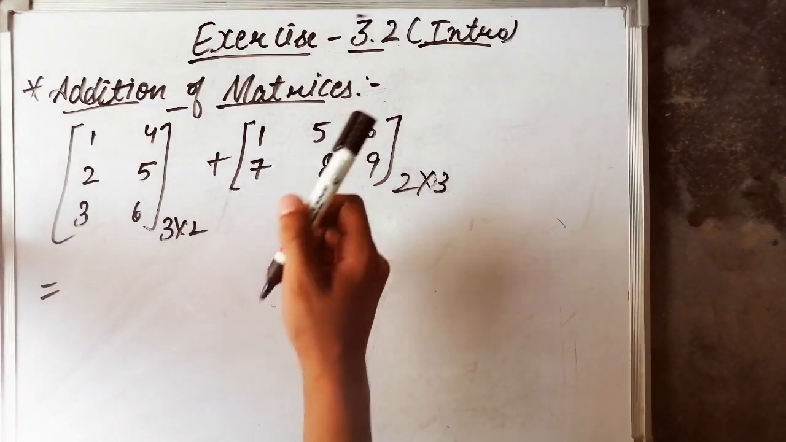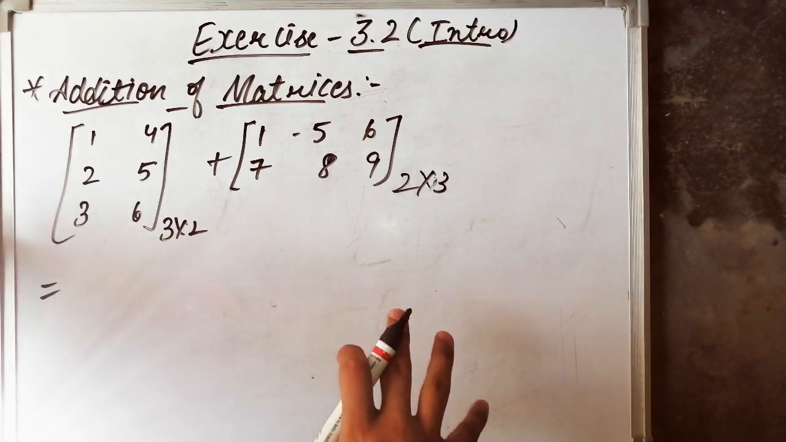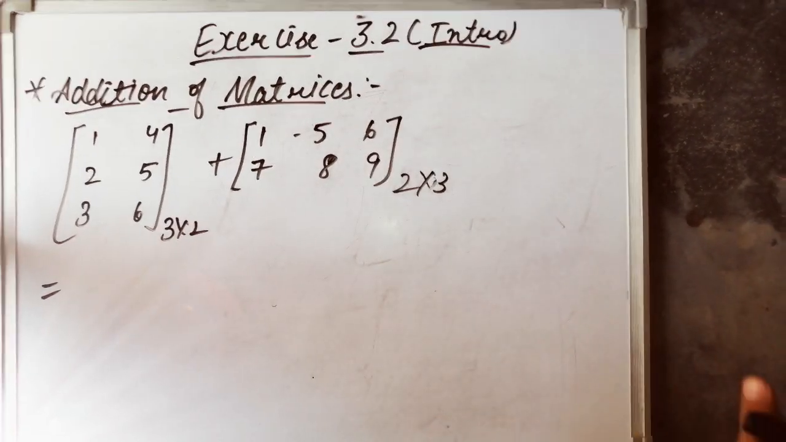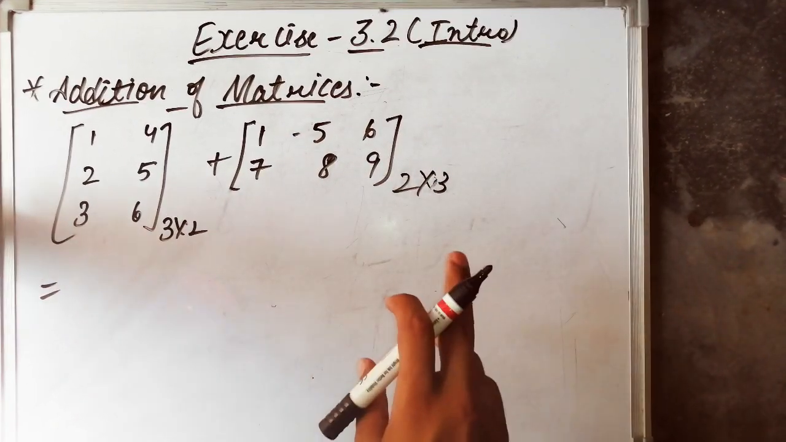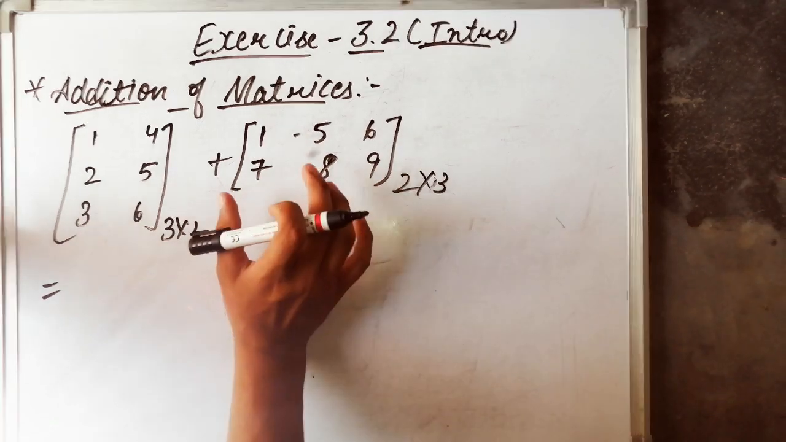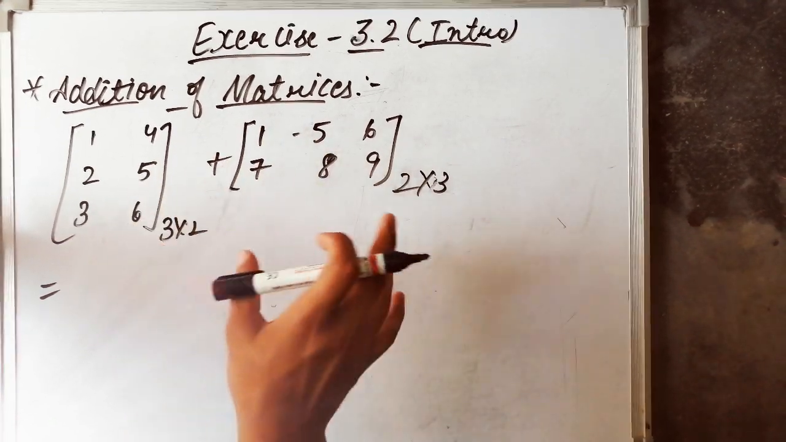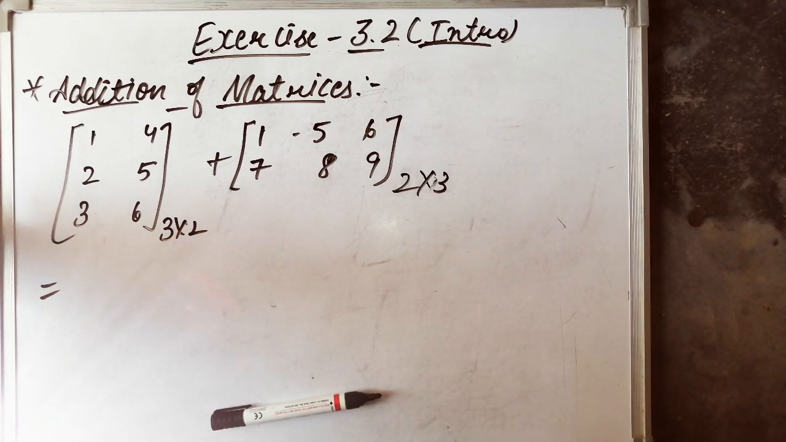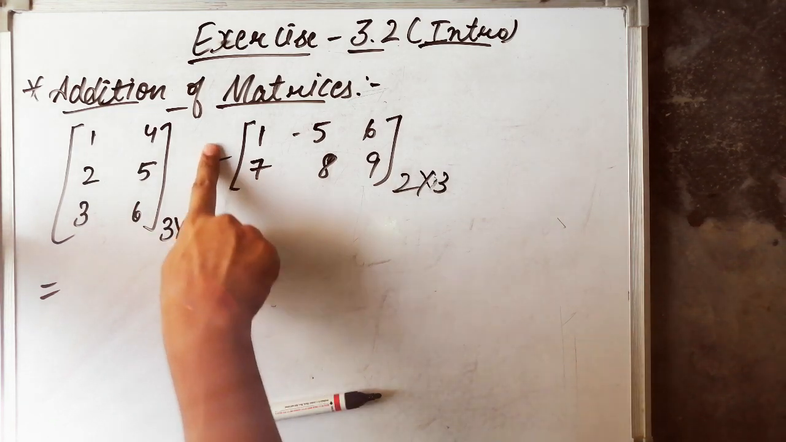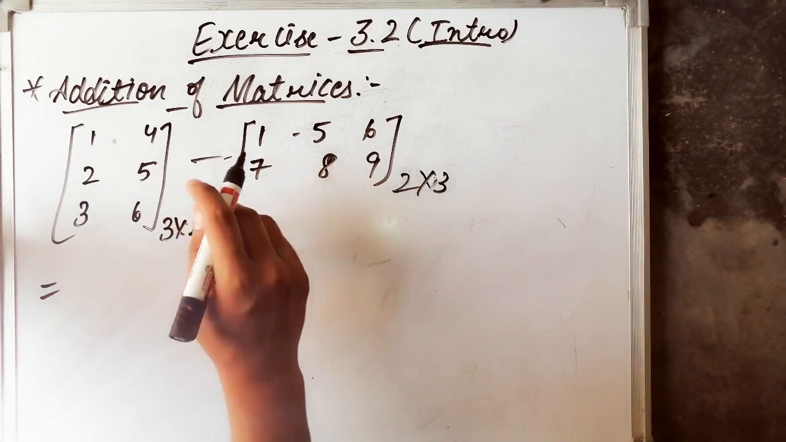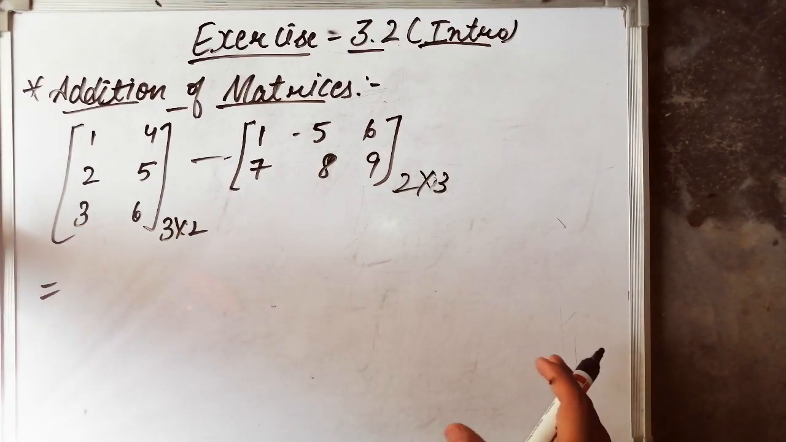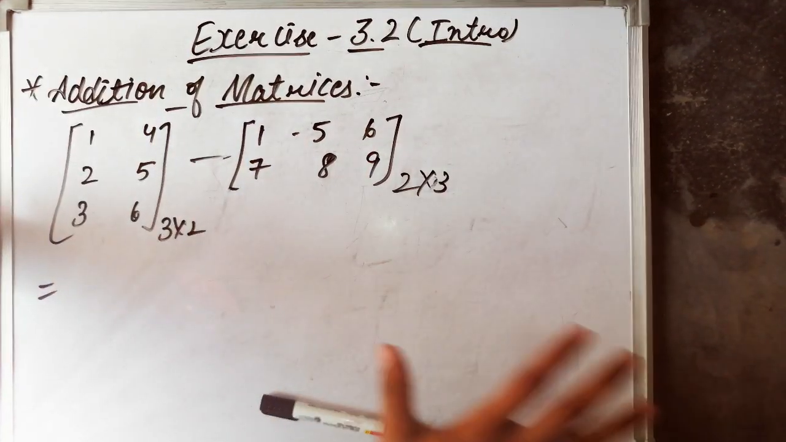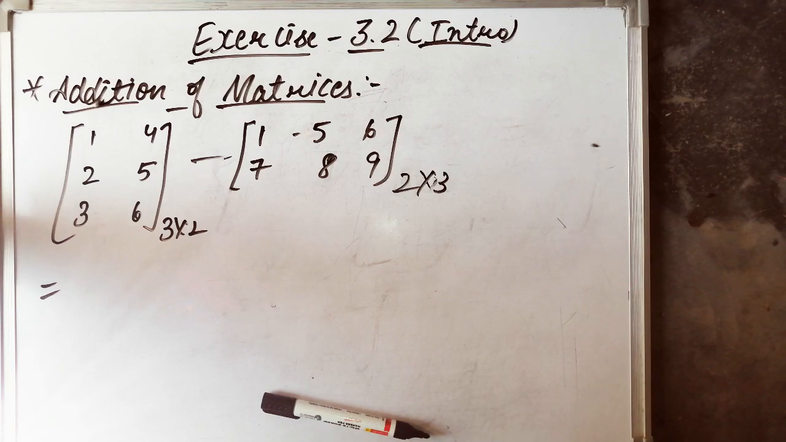And suppose I have written here minus 5. What will you do? Nothing. There is nothing to do here. You can simply add this by algebraic rules. Okay, this was the addition of matrix, and subtraction of matrix is just like that. I'm replacing this plus sign with this negative sign. Okay, and you need to subtract these matrices.